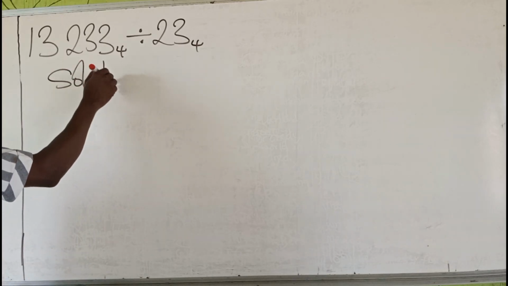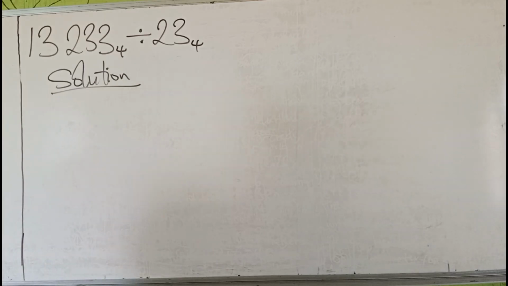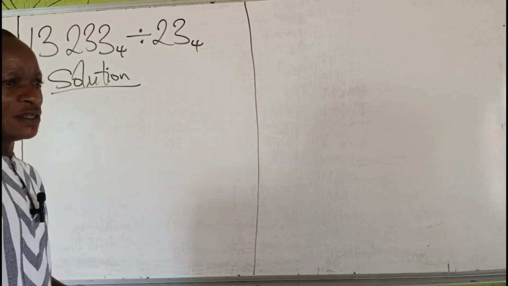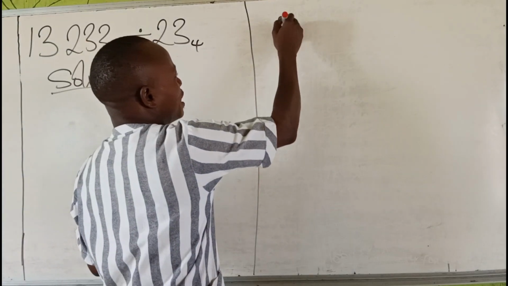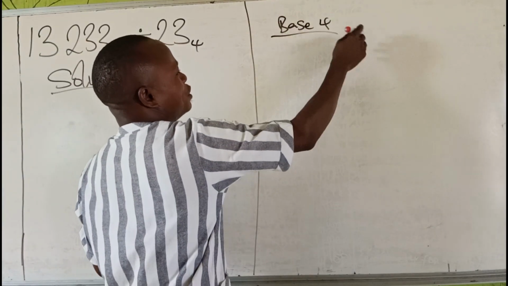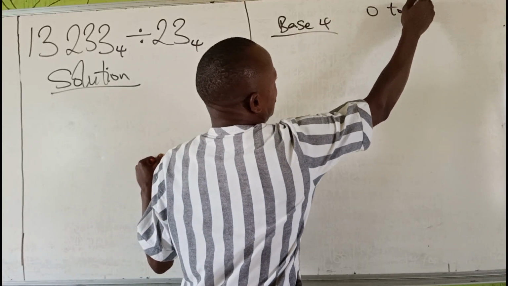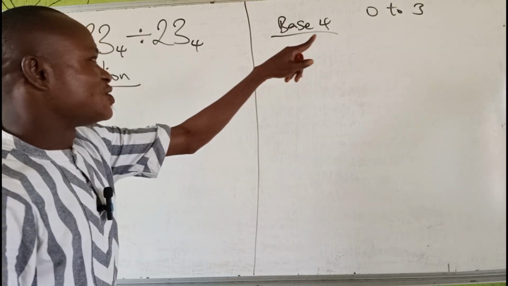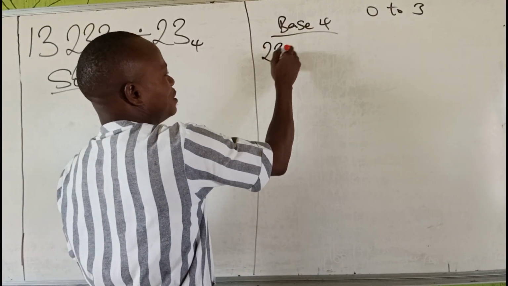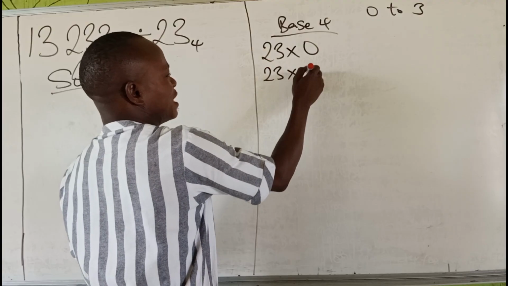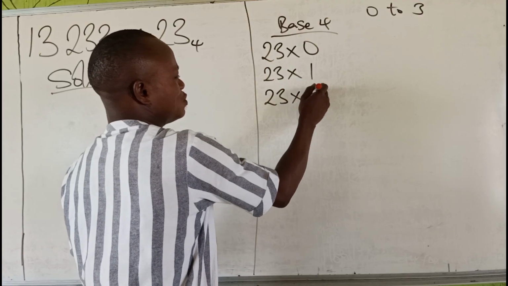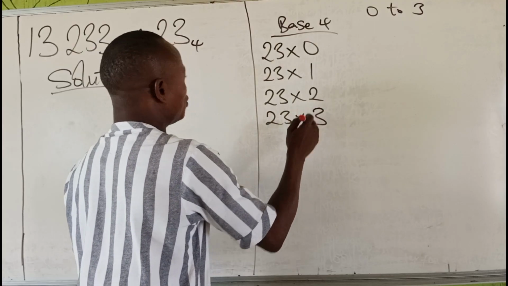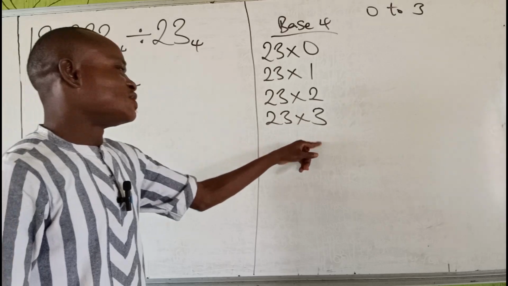However, before we can do the division without making mistakes, we need to understand multiplication of 23 in base 4. Let's recall that the digits we can use in base 4 are 0, 1, 2, and 3. So the multiplication will end at 3: we will have 23 times 0, 23 times 1, 23 times 2, 23 times 3, because numbers in base 4 end at 3.